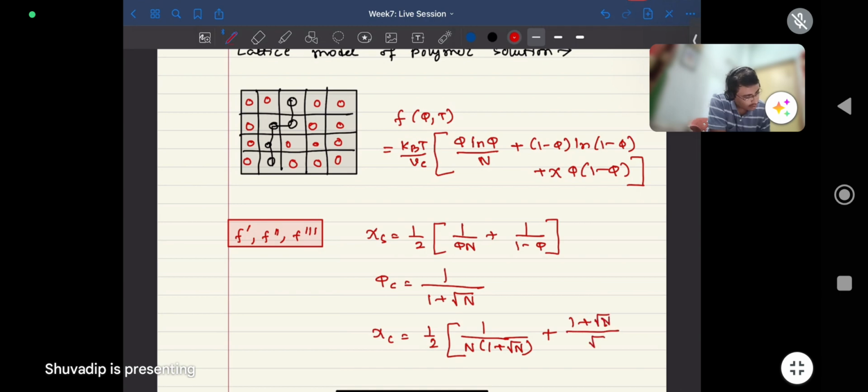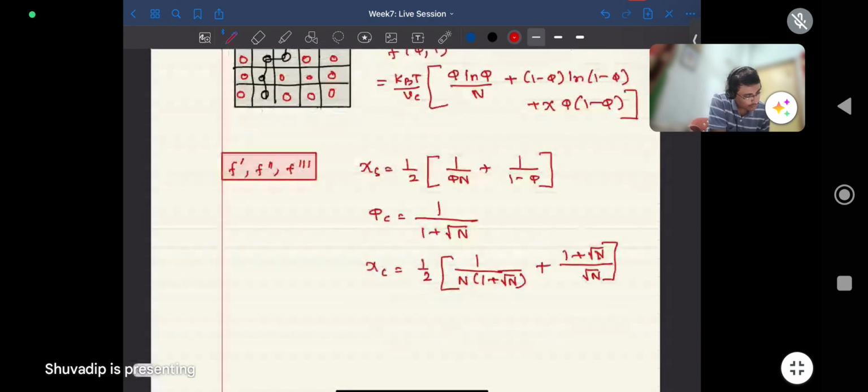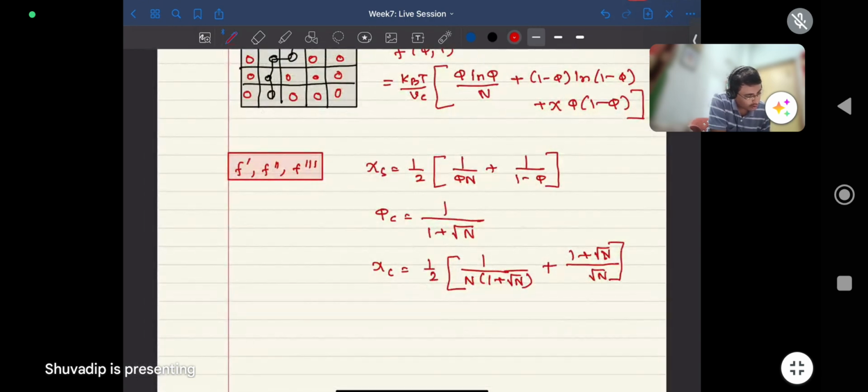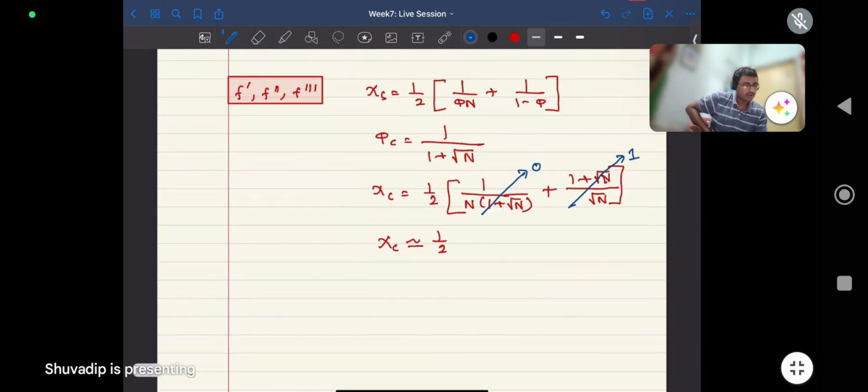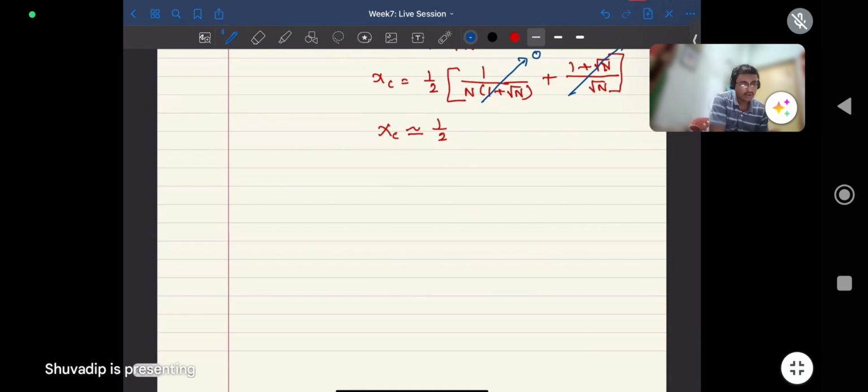Now if we take the approximation that n tends to a very large number or infinity, in that case we get back chi c roughly equal to half, because the first term will go to 0 because of the 1 by n sitting here, but the second is of the order of the same, so we can approximate the second term as 1. In the large n limit the second term is 1 and the first goes to 0, so altogether chi c tends to half.